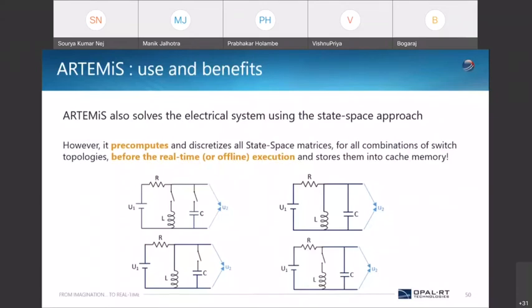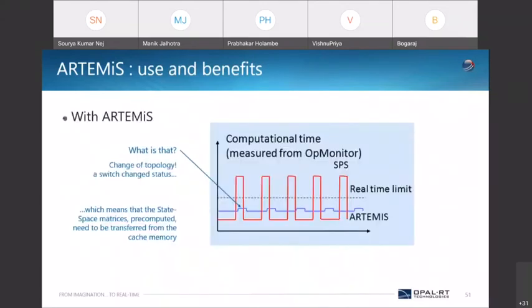If we see over here, initially when the switch was changing its state, the red colored one, which was the SPS time, crossed the real time limit. But when we work with Artemis, because all the state space matrices have already been computed, the time it is taking is far less than the actual time. I mean, it is far less than the SPS.